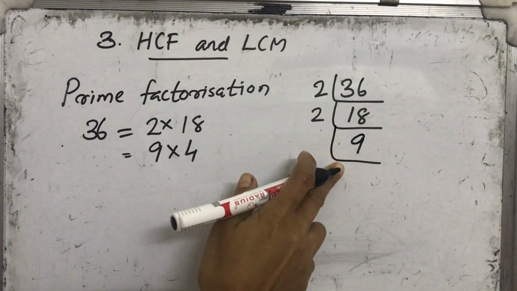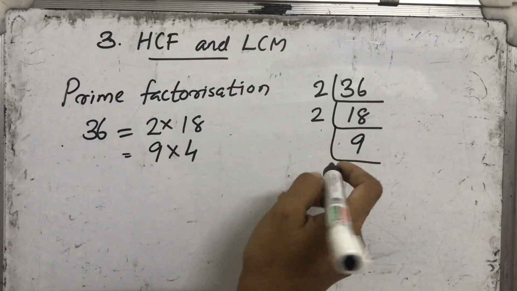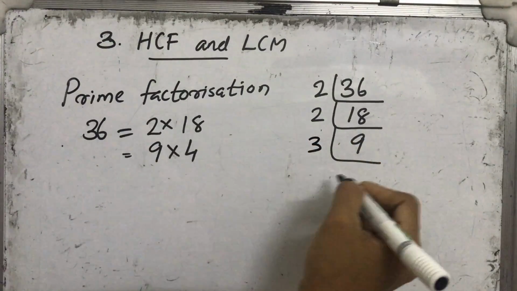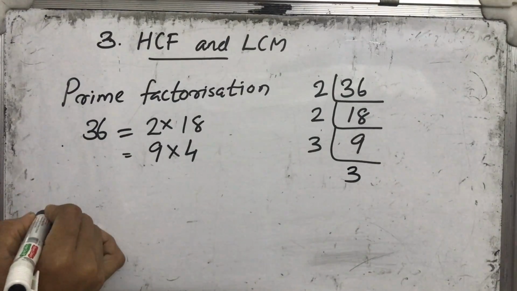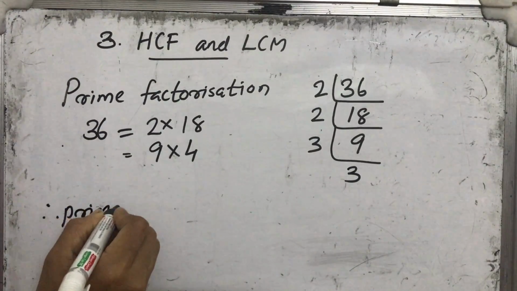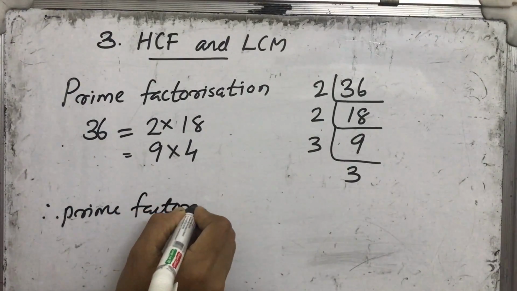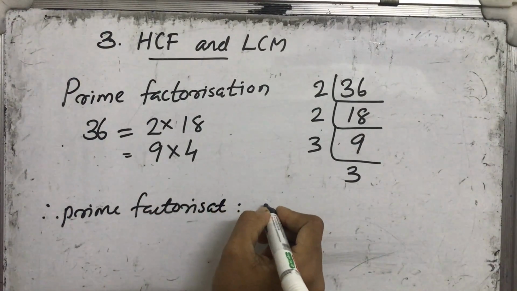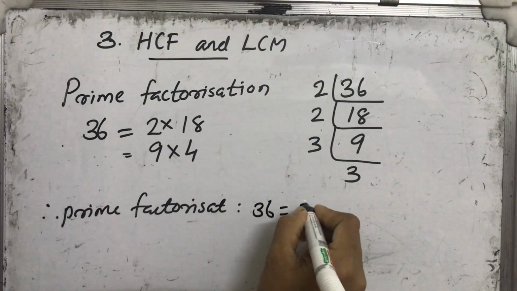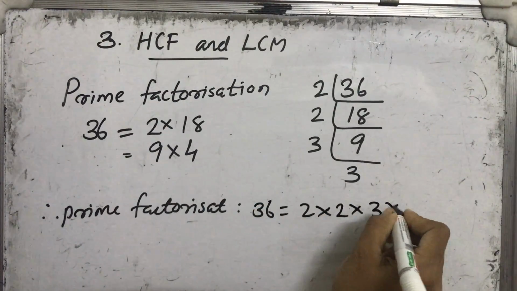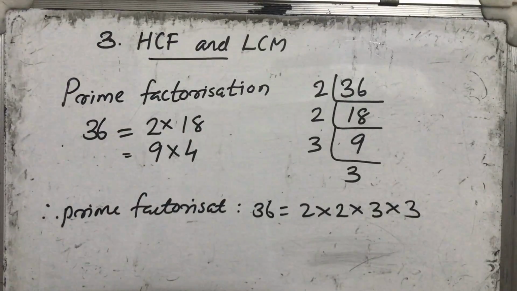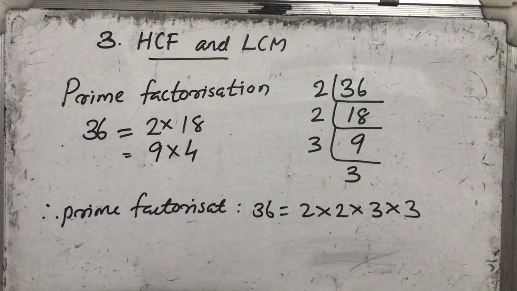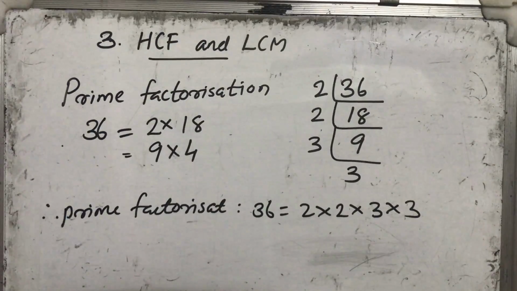9 we cannot divide by 2, it is not divisible by 2. So the next prime number is which? 3. So 9 divided by 3, we get 3. So what is the prime factorization of 36? Therefore the prime factorization of 36 is equal to 2 into 2 into 3 into 3. This is what is meant by prime factorization. And we can also express this prime factorization as a factor tree.